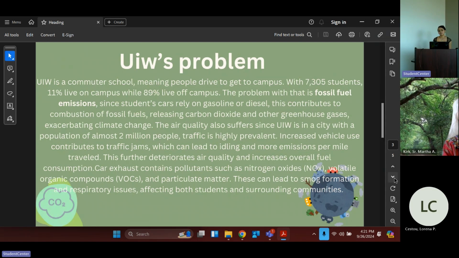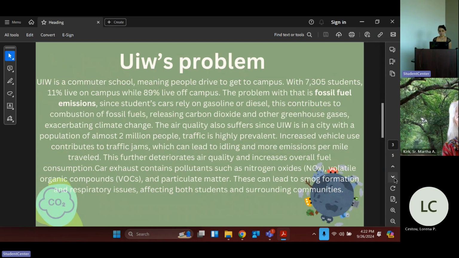Traffic is highly prevalent. Because I know when I drive to school from my 9 a.m. classes, I live by SeaWorld, so I have to wake up extra early, drive, and sometimes there's accidents or there's objects on the highway or a car just stops. And when your car becomes idle, it still contributes to your emissions, the exhaust. And increased vehicle use contributes to traffic jams, which can lead to idling and more emissions per mile traveled. This further deteriorates air quality and increases overall fuel consumption.